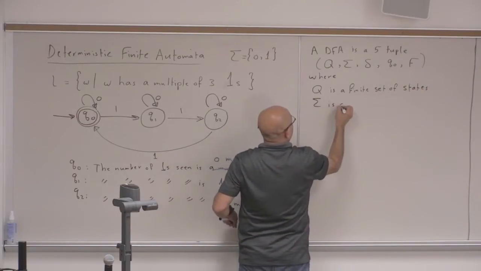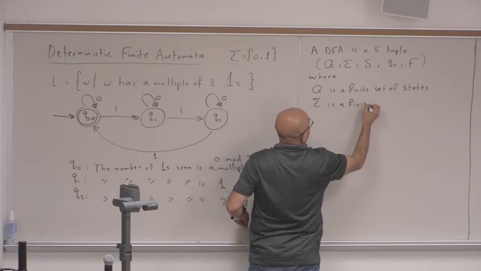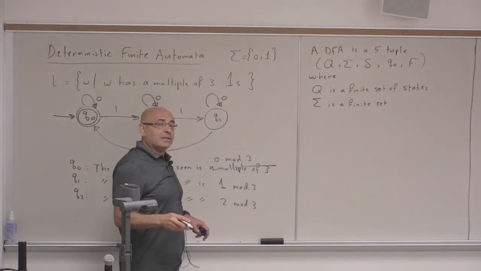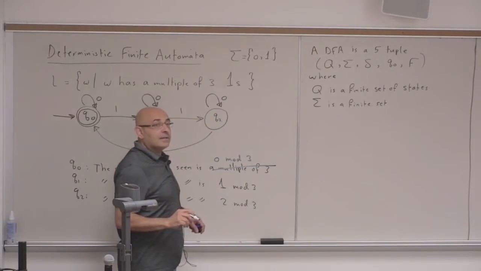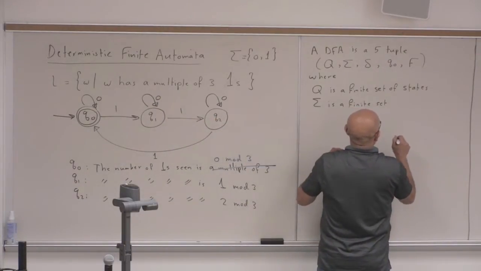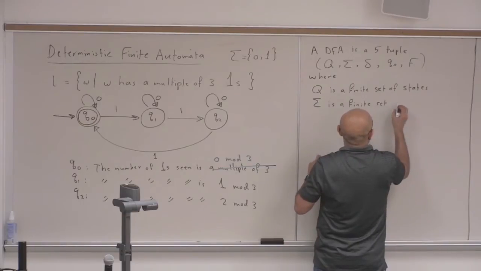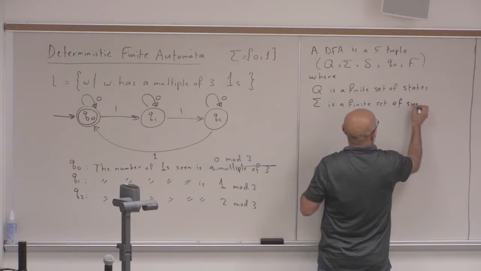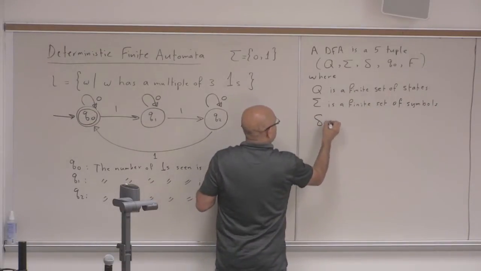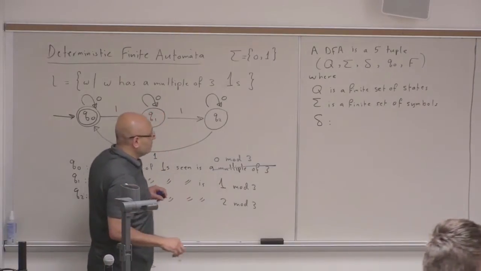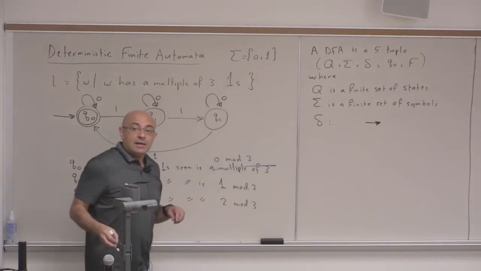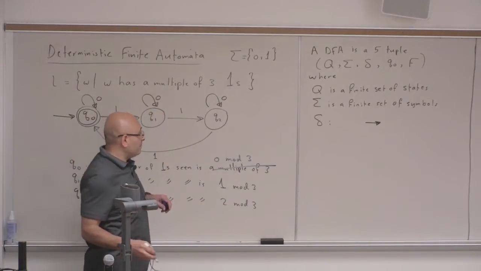sigma is a finite set of what? Characters. What did we call them when we defined them? Character is the computer science term. Yeah. So the theory of computation term is symbols. A finite set of symbols, delta, which is a function. Each function has a domain and a range.